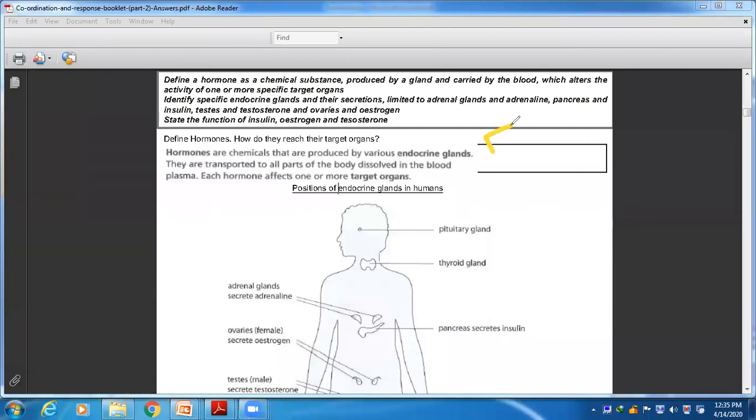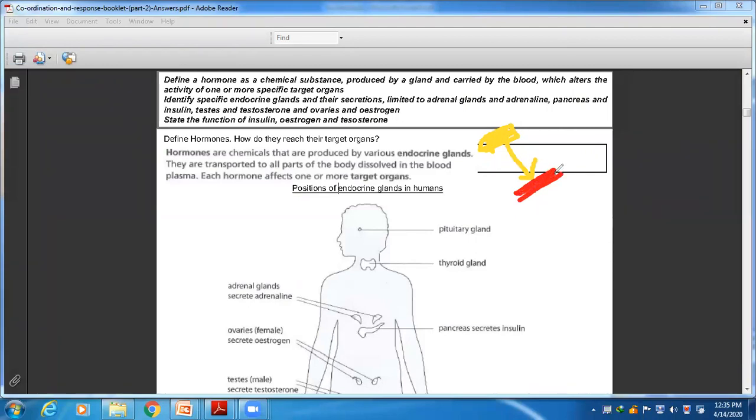For example, it is an endocrine gland, and from an endocrine gland, any kind of gland, it may be the pituitary gland, it may be the thyroid gland, anything. So from any endocrine gland, it reaches the target organ through blood. Through blood it will reach there and will do its function.